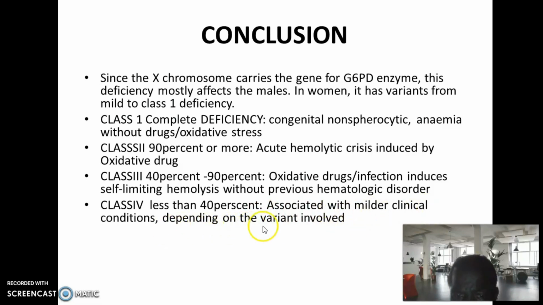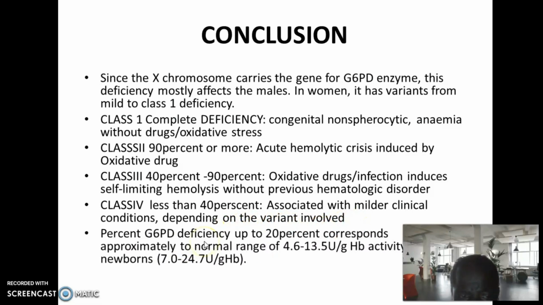The values of the G6PD you get usually, the deficiency set up to 20%, correspond approximately to the normal range of these values listed here.